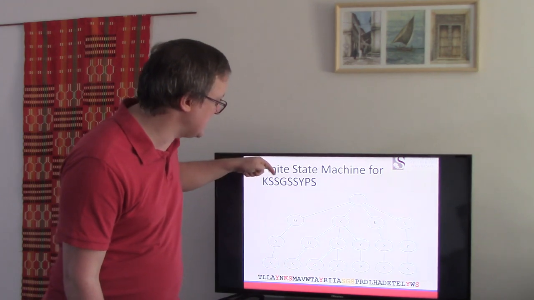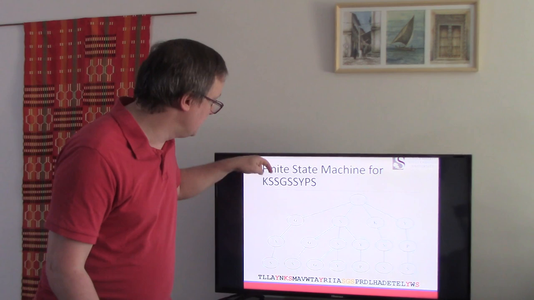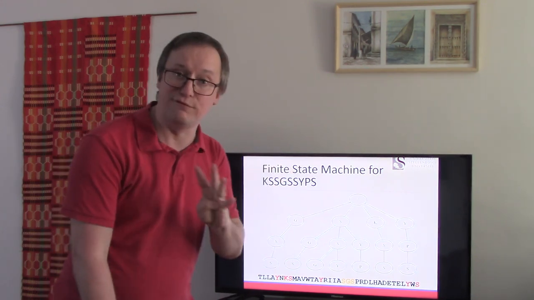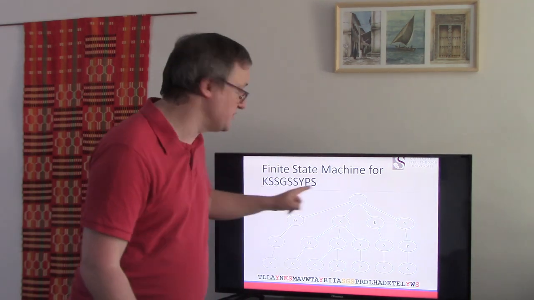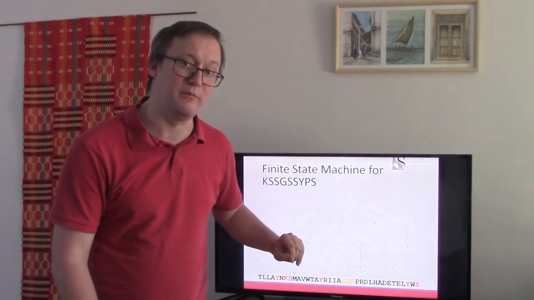We have KSS, that's our first one. SSG, that's our second one. We have SGS, that's our third one. We have GSS, that's our fourth. So we're taking every set of three consecutive letters from this query sequence. This data structure represents all of them.